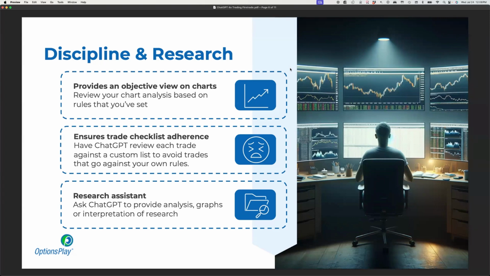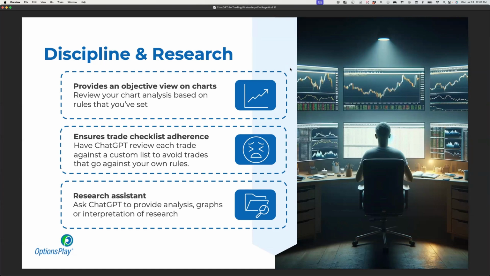So what we're going to walk ChatGPT through here today is a list of our rules, and make sure that every single trade can be processed by ChatGPT against the rules that you have set for yourself, so you have a clear understanding of whether or not a trade meets all of those rules.